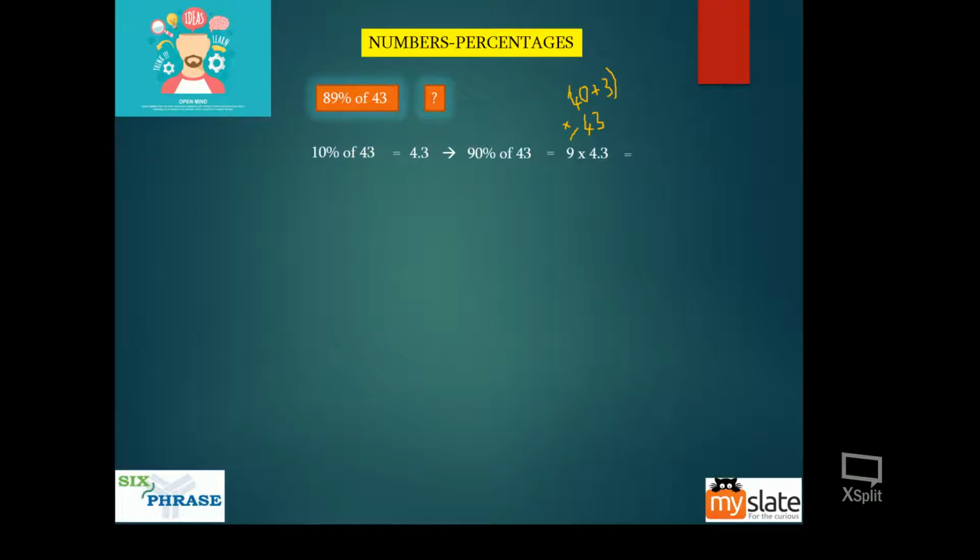Now multiply 9 into 40 and then 9 into 3. Do these things separately. What is 9 into 40? 360. Yes. What is 9 into 3? 27. What is 360 plus 27? It is 387. Okay, 360 plus 27 is 387. Just put that point over here. That's it. You got your answer, 38.7.